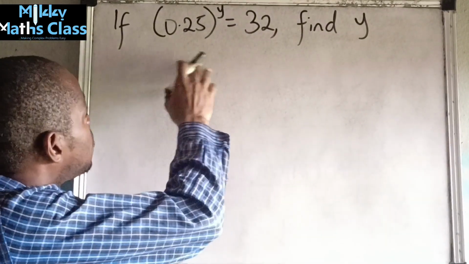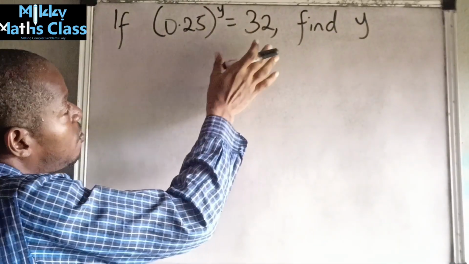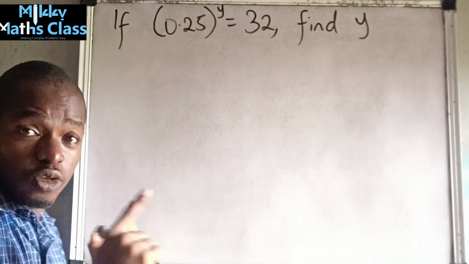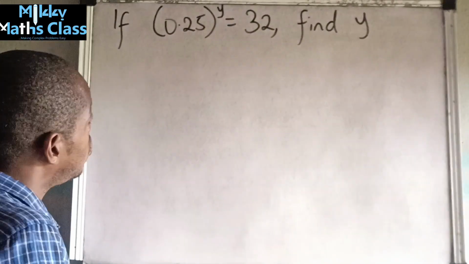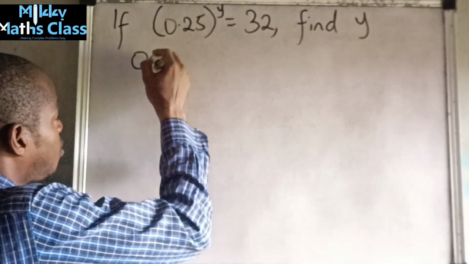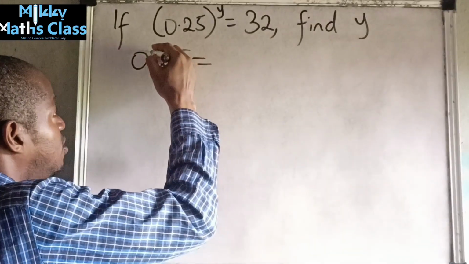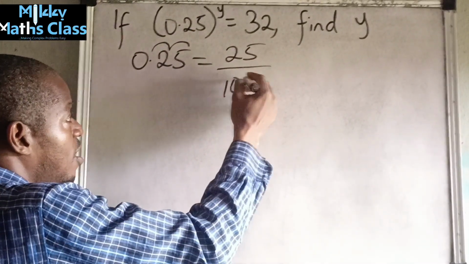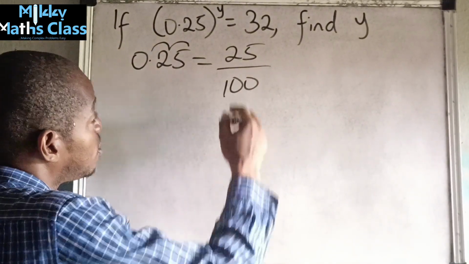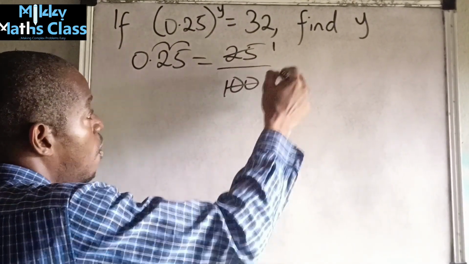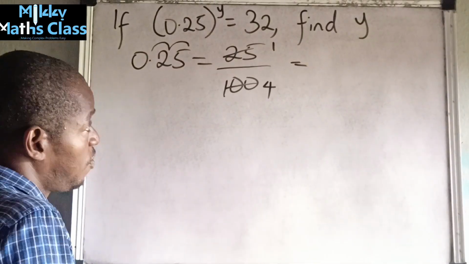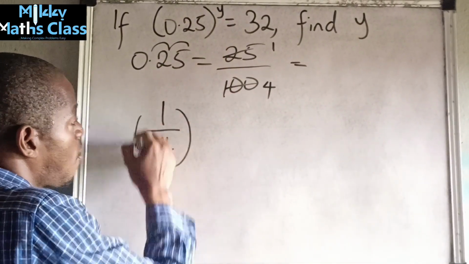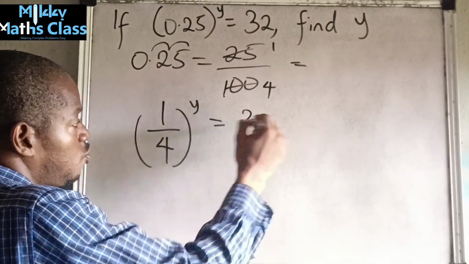It says if 0.25 to the power of y is 32, find the value of y. Now this is a decimal. The first thing to do is convert the decimal to a fraction. So 0.25 will be equal to, I'll move the decimal point 2 times, so it will be 25 over 100. Now 25 here 1, 25 here 4. So 1 over 4. So this becomes 1 over 4 to the power of y is equal to 32.